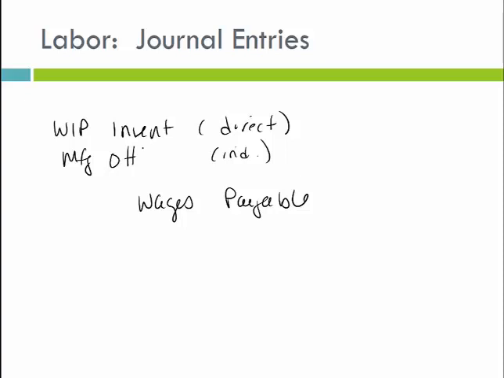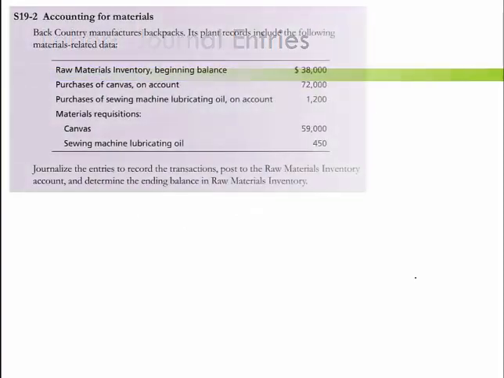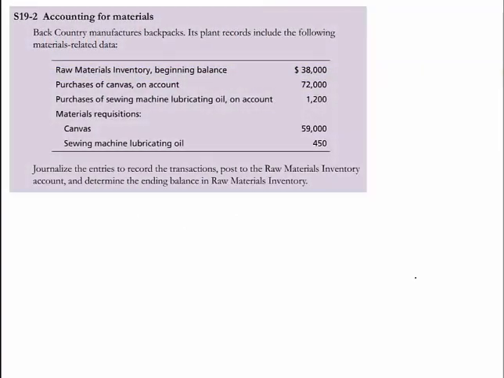So in all of these things that we're doing, the credit is still whatever we were crediting in accounting one, but the debit is now going to go into either work in process or manufacturing overhead. So those are the materials and the labor. Let's do a couple problems out of the homework for that one. This company manufactures backpacks, and they want us to record the transactions for raw materials and determine the ending balance in raw materials. So here's my beginning balance, here's my purchases.